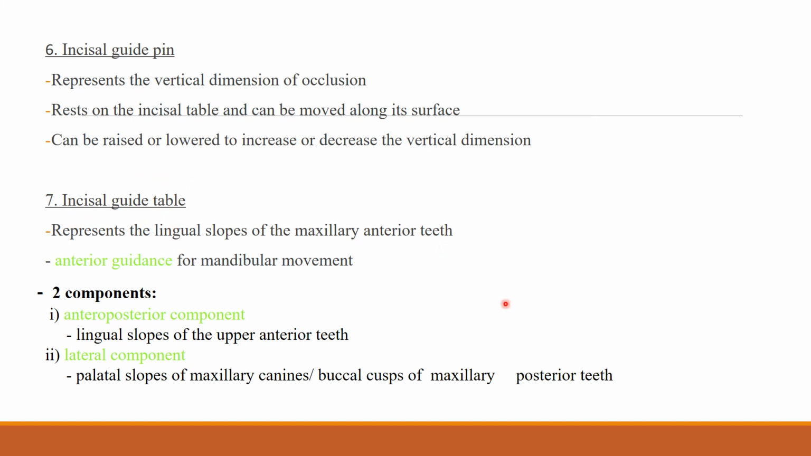The incisal guide table is a small round silver table where the incisal pin rests. It represents the lingual slope of the maxillary anterior teeth. So anterior guidance of mandibular movement can be established here. There are two components to that: the anterior-posterior component, the lingual slopes of the upper anterior teeth, and the lateral component, the palatal slopes of the maxillary canines and the buccal cusps of the maxillary posterior teeth.